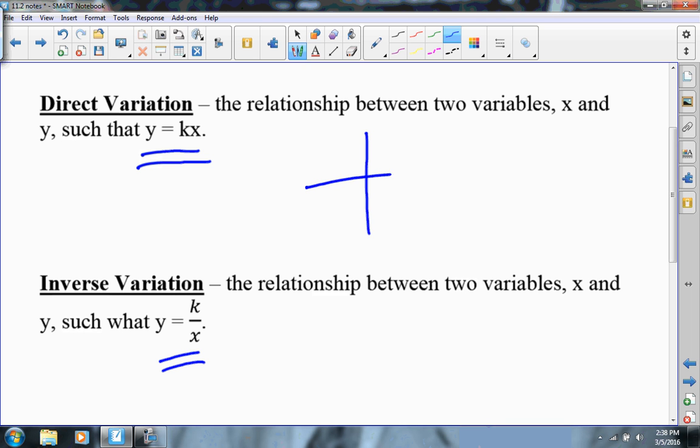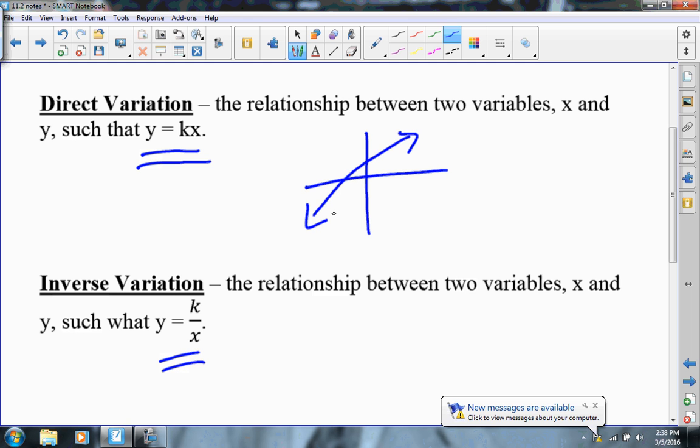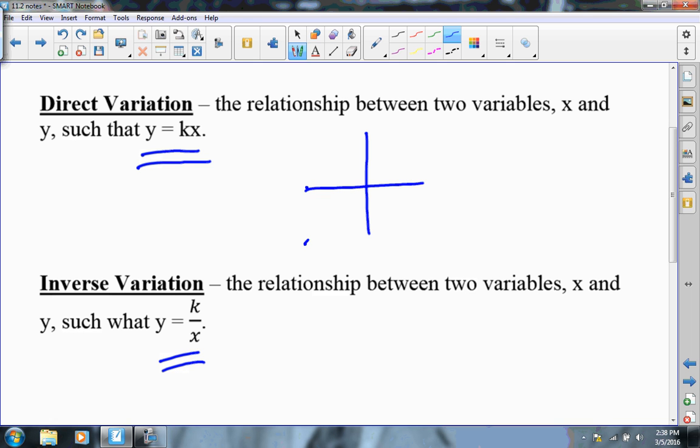Direct variation is going to be linear, and then inverse variation, whoops, actually, let me fix that graph, because direct variation always goes through 0, 0. It always goes to the origin. Okay, so it's going to be linear. It's going to go through the origin.